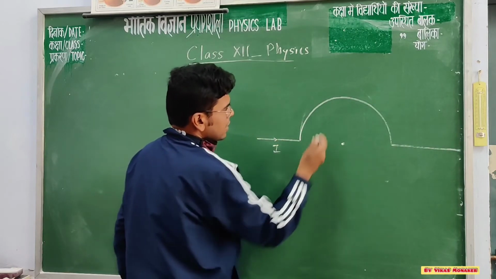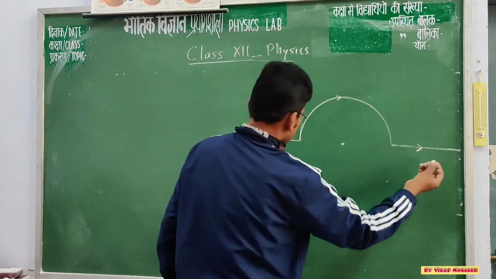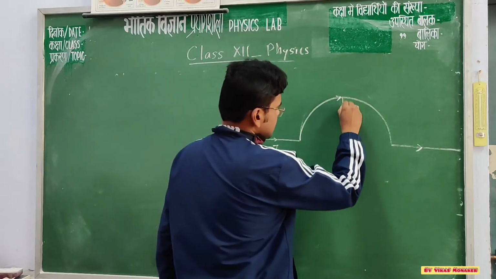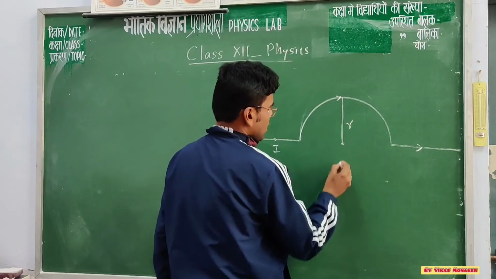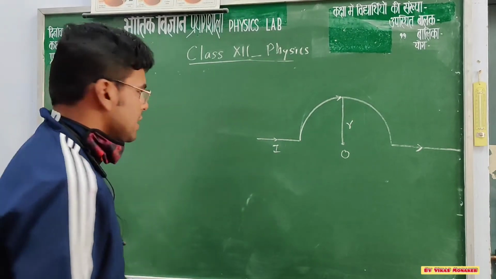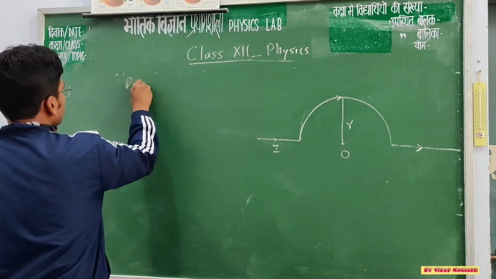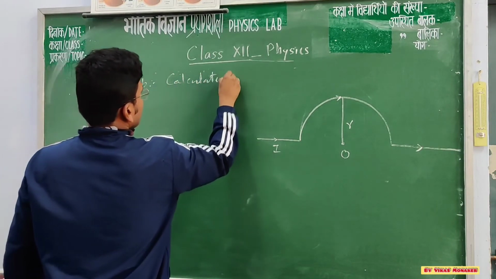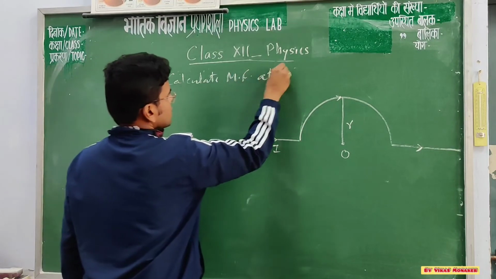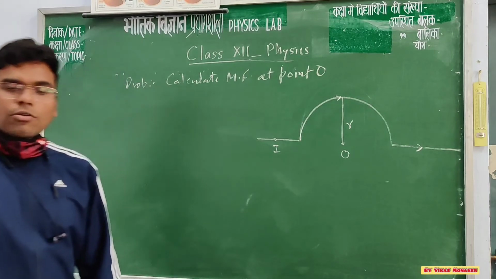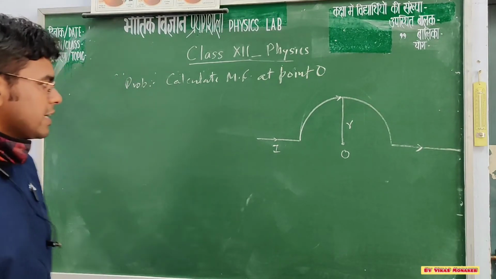Current is flowing through this segment, and its radius is small r. So the magnetic field at O is to be calculated. I am writing it in the form of a problem: calculate the magnetic field at point O.